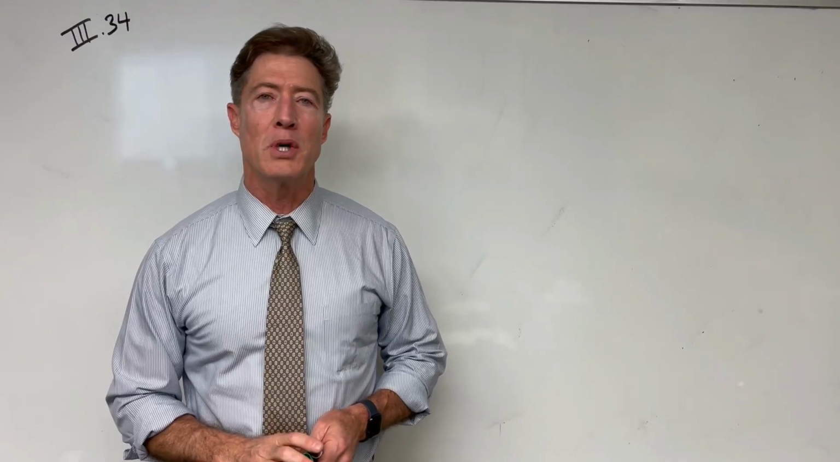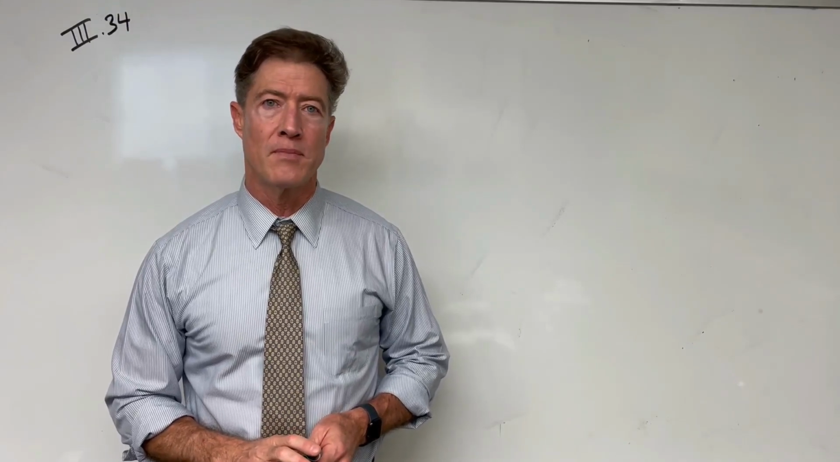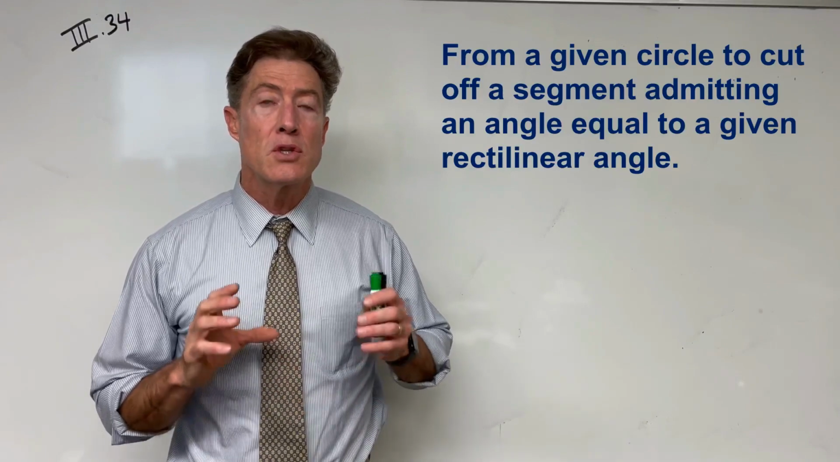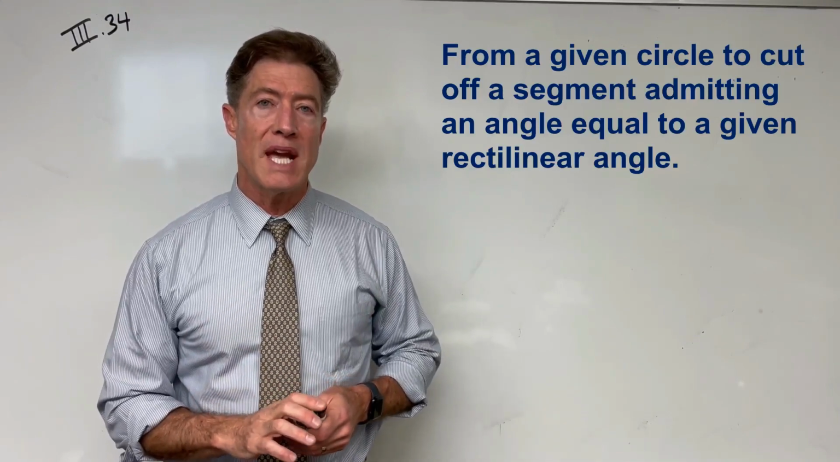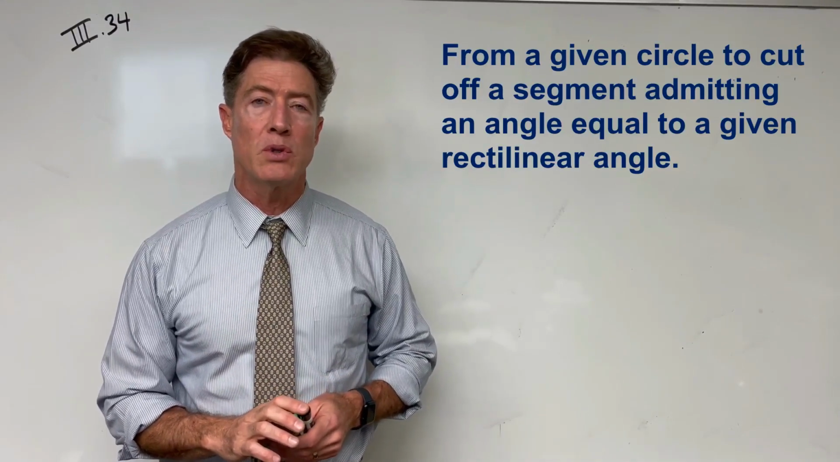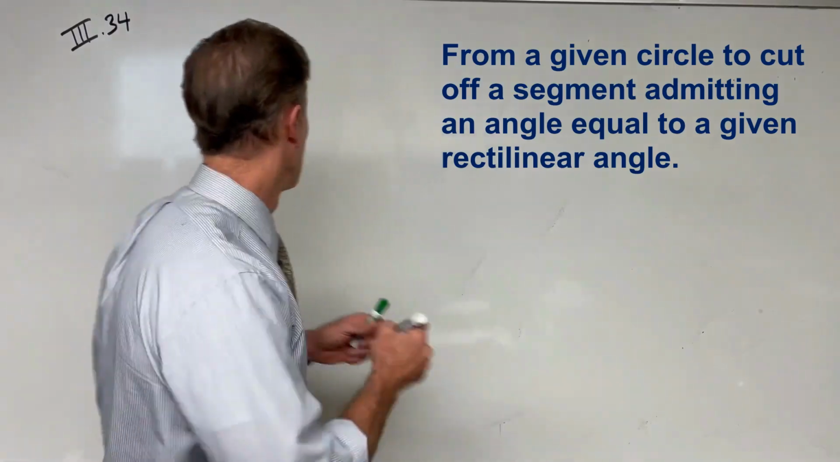Euclid's Elements, Book 3, Proposition 34. From a given circle, to cut off a segment admitting an angle equal to a given rectilinear angle.